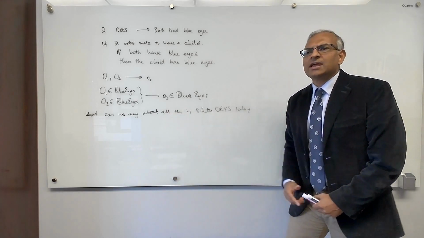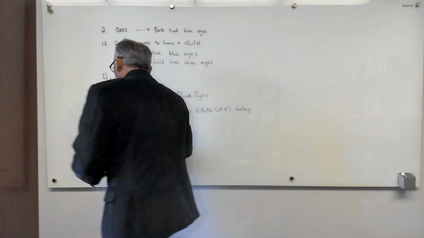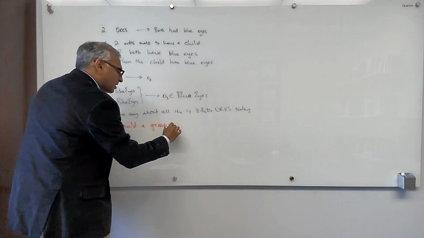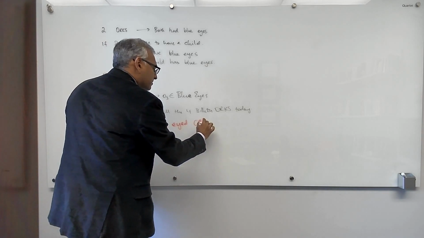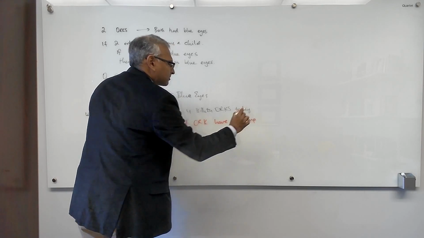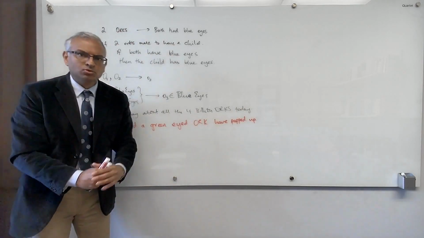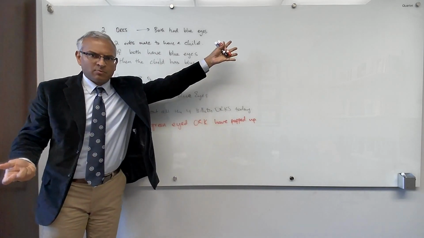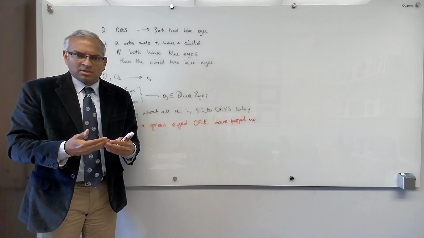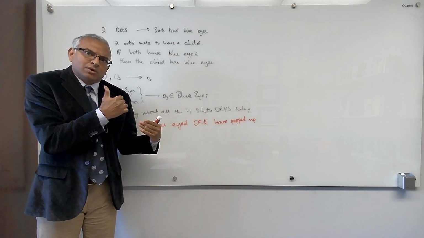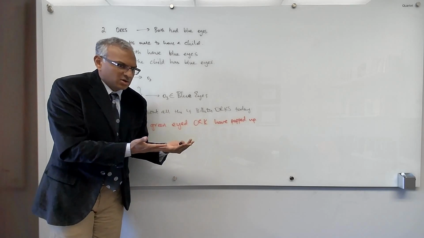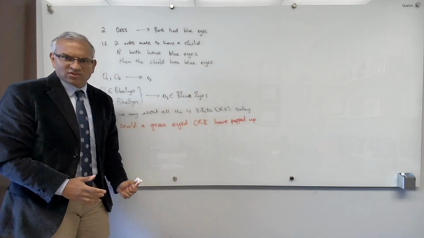In other words, when could a green-eyed ork have popped up? Because the primordial ancestors had blue eyes. If a green-eyed ork popped up somewhere down the road, you can consider the first green-eyed ork that popped up. If that's the first, then the parents were blue-eyed, because that's the only way to create a new ork. And if the parents were blue-eyed, then how did this green-eyed ork pop up? It's not allowed. You're violating the rules of inheritance.